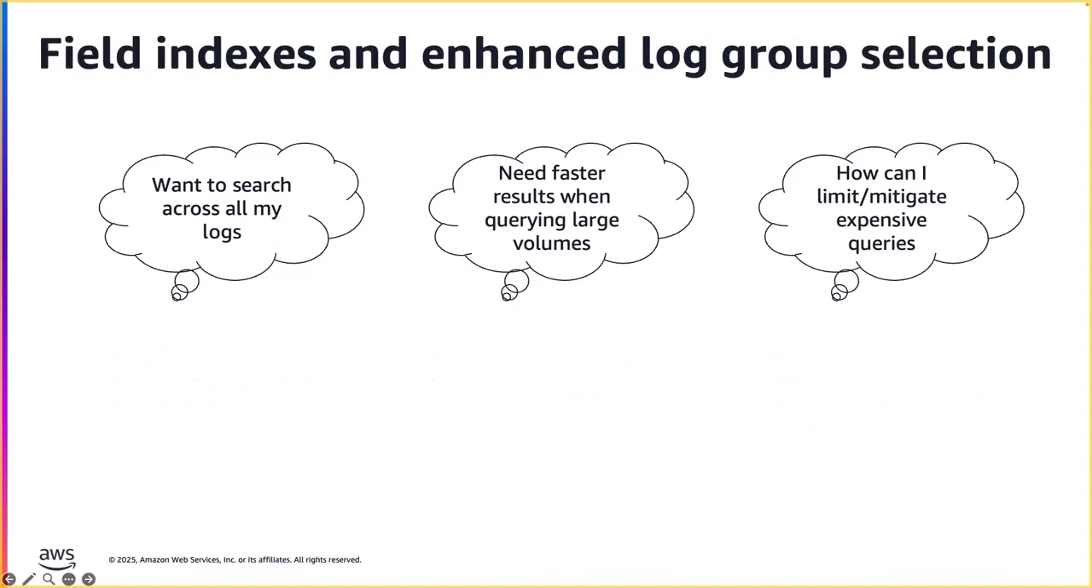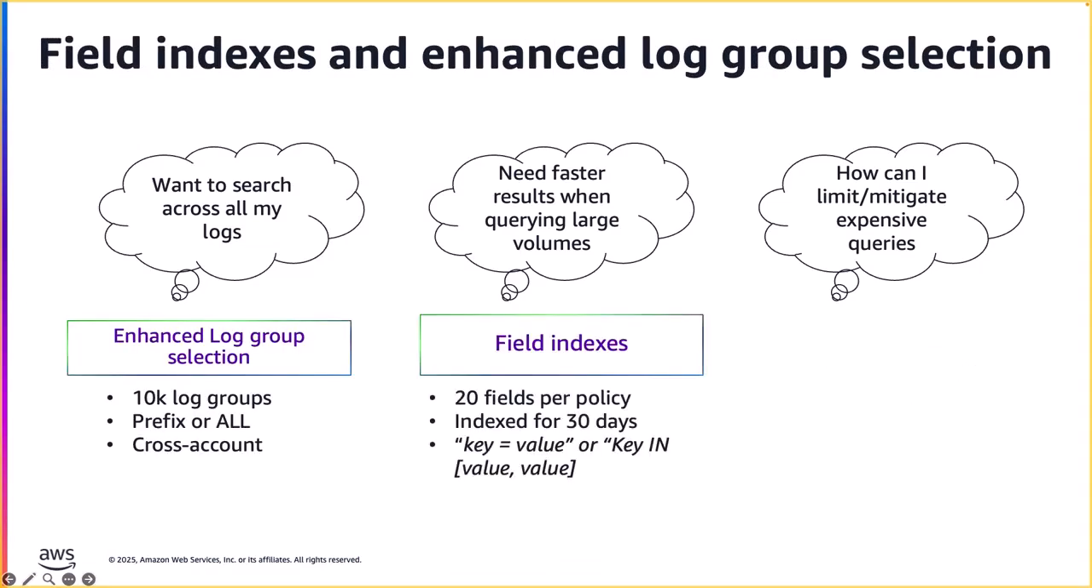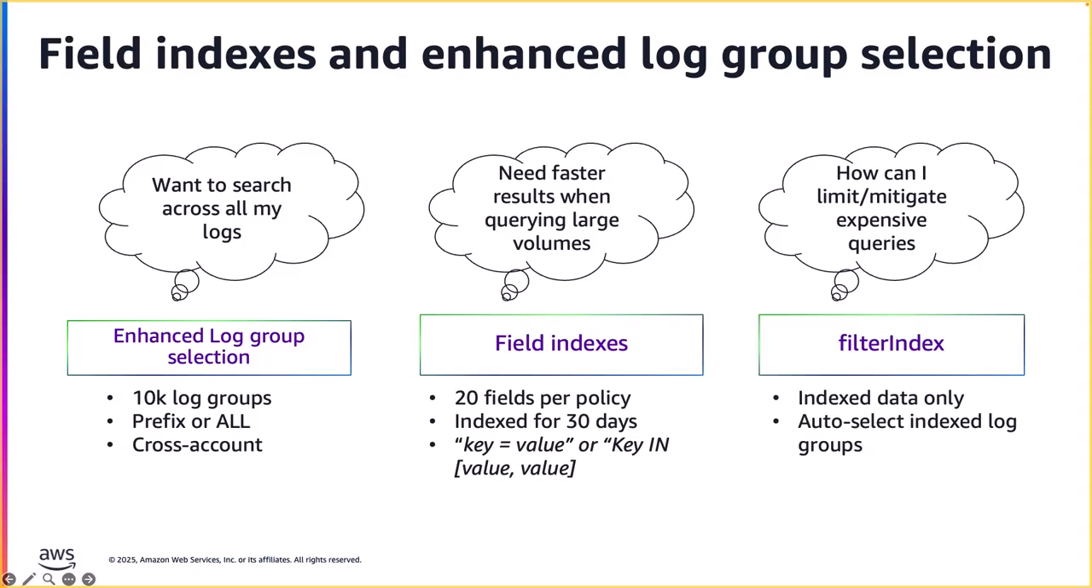So we launched the field indexing and enhanced log group selection, which is what I had described earlier. With this, you have an enhanced log group selection where you can select up to 10K log groups, or you can search by prefixes or all, and you can apply these in cross account as well. With field indexes, you have 20 fields per policy, and the index data lasts for 30 days. So you can do keys equal to value or key in value.